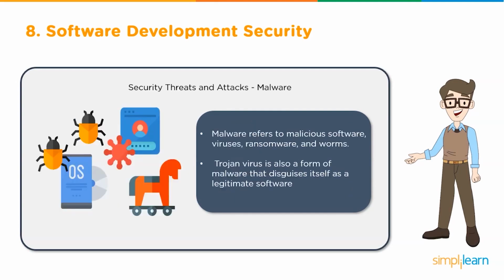Now let's move on to malware as a security threat. Malware is a term which refers to malicious software, viruses, ransomware, and worms. We can also call a Trojan virus a form of malware which is capable of disguising itself as legitimate software. Malware is basically a broad term that refers to a variety of malicious programs. One way to protect your software from malware is to always double-check your downloads.